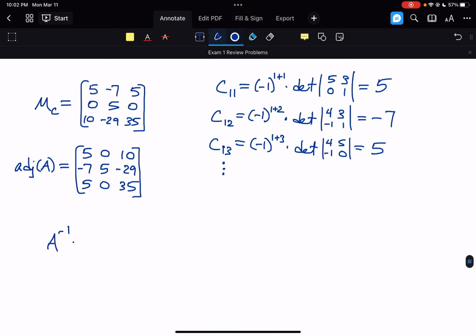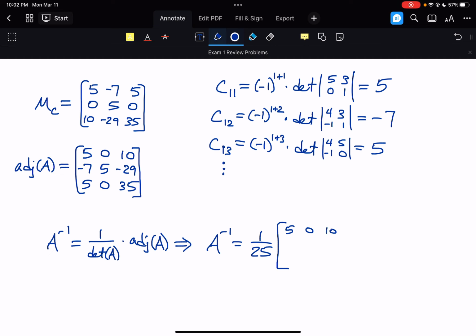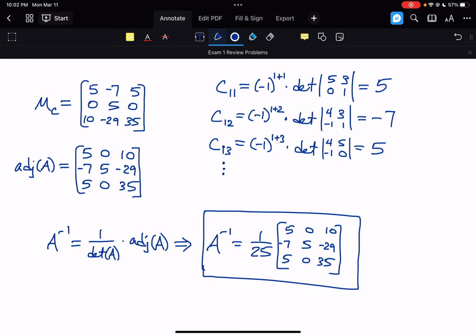And now the adjoint theorem says that A inverse can be found by taking 1 over the determinant of A times the adjoint of A. So in this case, that is 1 over 25 times 5, 0, 10, -7, 5, -29, 5, 0, 35. And that is A inverse.